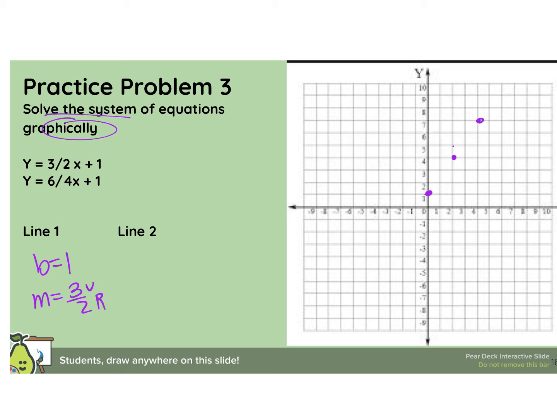Also, I could go down and left. So down 1, 2, 3, left 2, just to get a few more points on the line. So here's the first line. Make it long and make sure it has arrows.